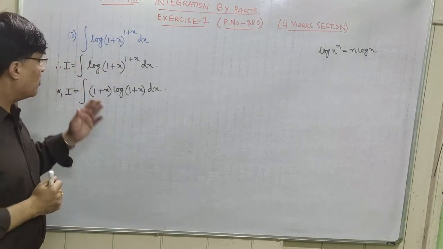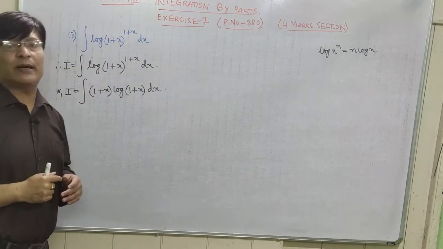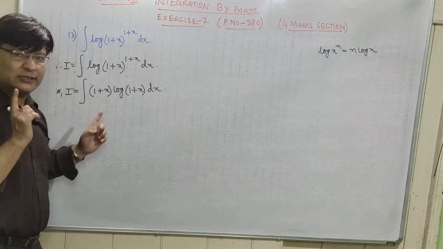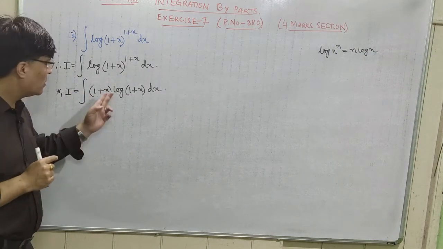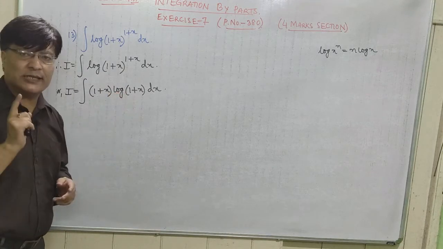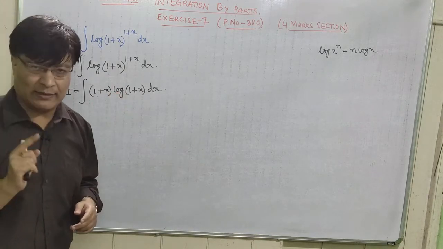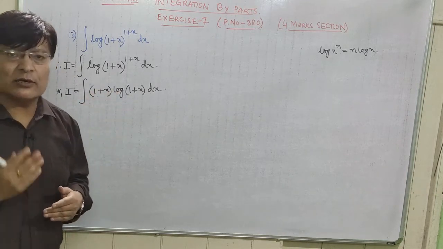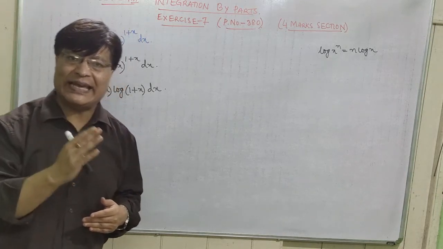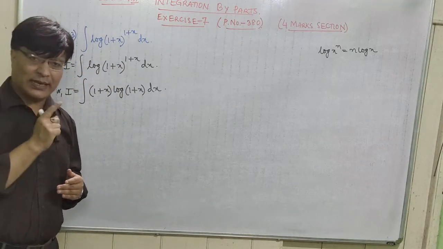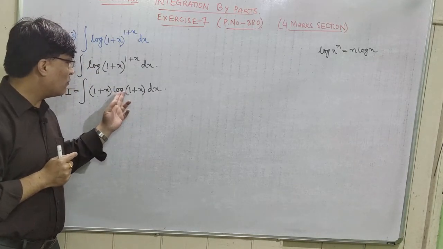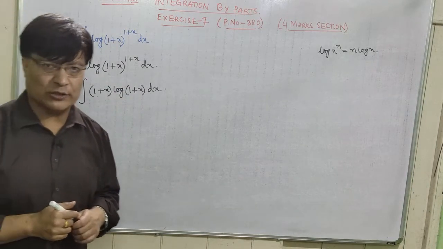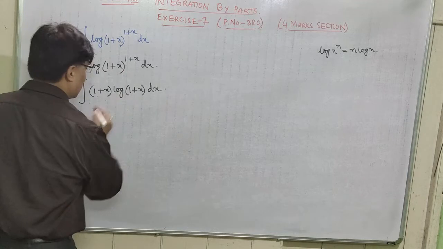Okay, so now you can use the integration by parts in this case. Which function is this one? 1 plus x. This is algebraic function, that is A. Which function is this one? Log of 1 plus x. This is logarithmic function, that is L. So among these A and L, which letter comes first in the word ILATE? L comes first. So this log of 1 plus x will be the first function and 1 plus x will be the second function. So you can take it outside, log of 1 plus x.